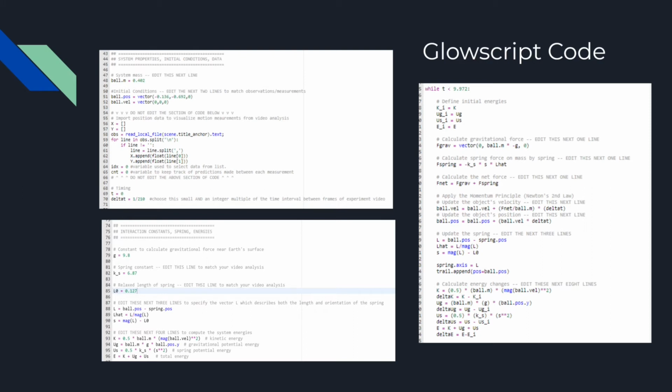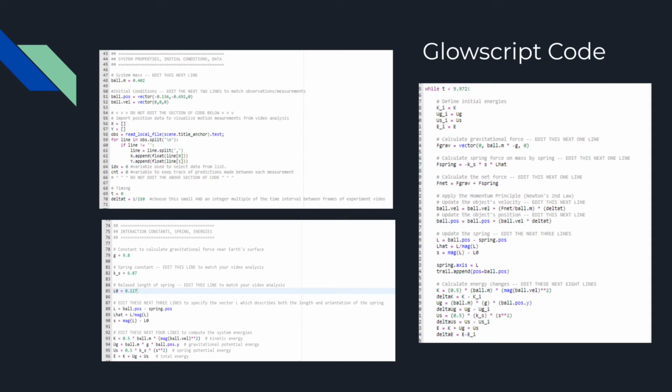To the top left, you will see the system properties and initial conditions. We already know the object's mass, and through Tracker, we find its initial position. We know its initial velocity is 0 because it starts at rest. To the bottom left, you will see further values which affect the simulation. We know gravity is equal to 9.8 meters per second squared, and we've already calculated the spring constant and relaxed length of the spring.